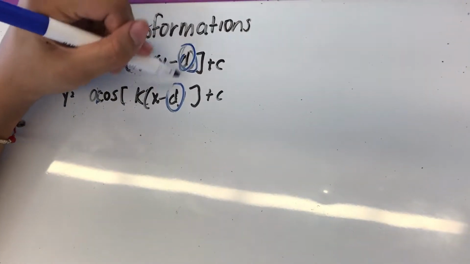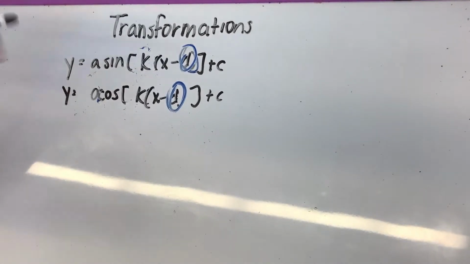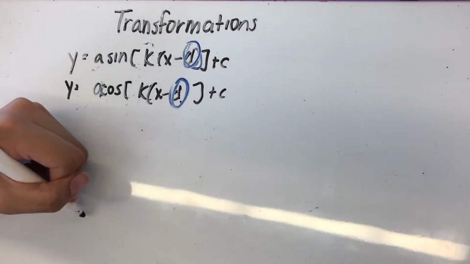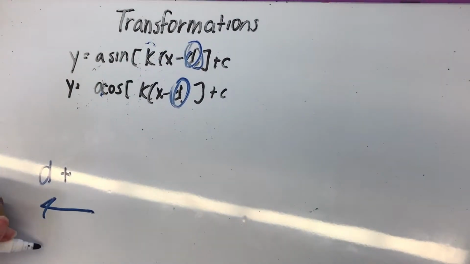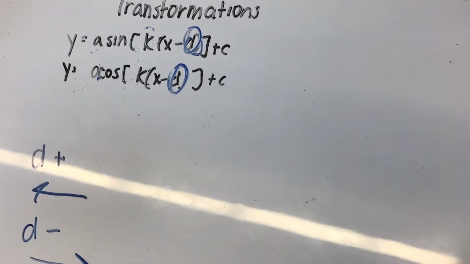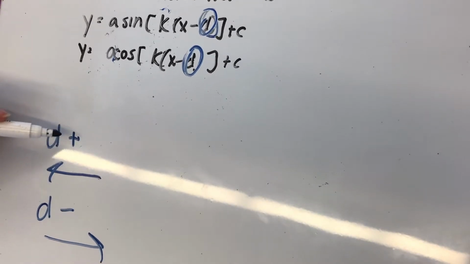Our d variable is basically the phase shift, or in other words, the horizontal translation. So if d was positive, then our function will move horizontally to the left, and if d is negative, then our function will move horizontally to the right. Depending on whatever the sign is in front of the number, it will move the opposite of it.